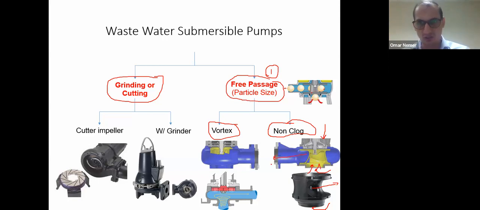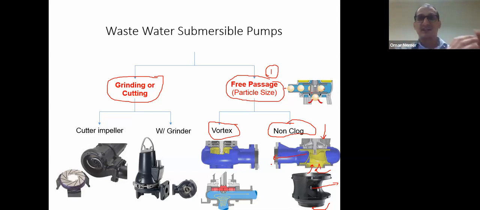Why do we call it non-clog? Because it's resistant to clogging. Why? Because the impeller is wide. It has a bigger passage for these particles. So mostly there will be no clogging. Okay, it's not easy for clogging to happen. So this is the non-clog principle. The non-clog submersible pumps can reach the highest level of efficiency compared to other types of submersible pumps.